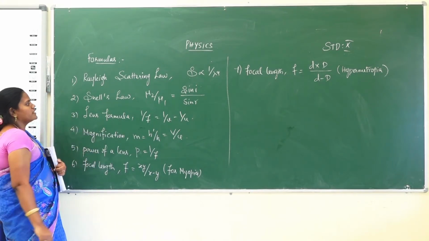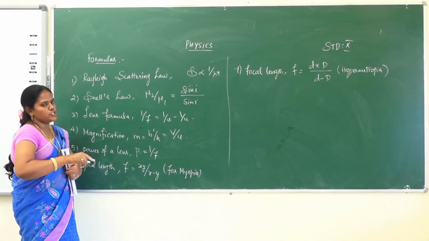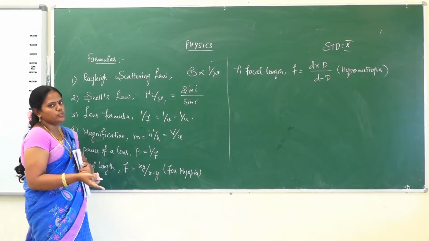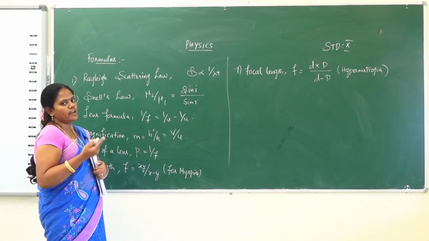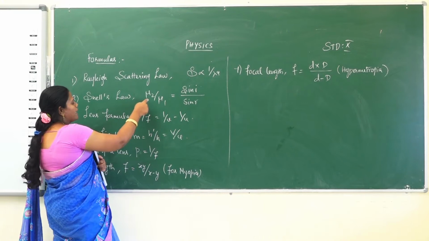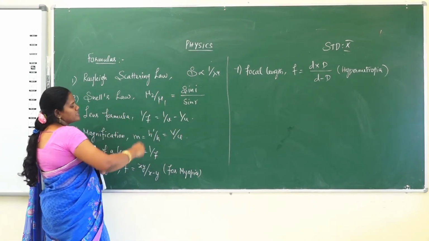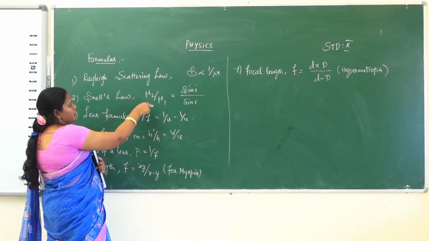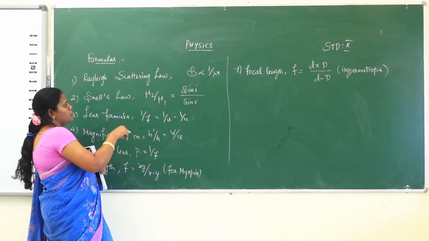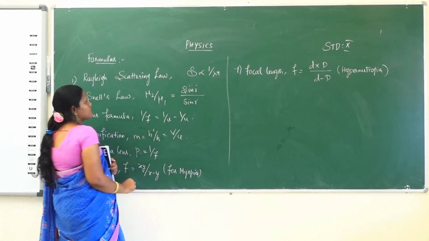And the second formula is Snell's law. What is Snell's law? The ratio of refractive indices is equal to the ratio of the sine of the angle of incidence to the sine of the angle of refraction. So mu2 by mu1 is equal to sine i by sine r. Mu1 and mu2 are the refractive indices. Mu2 is the refractive index of the second medium and mu1 is the refractive index of the first medium. It is equal to sine i by sine r. That is Snell's law.